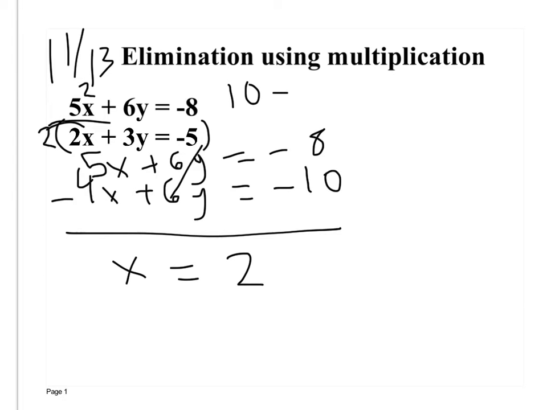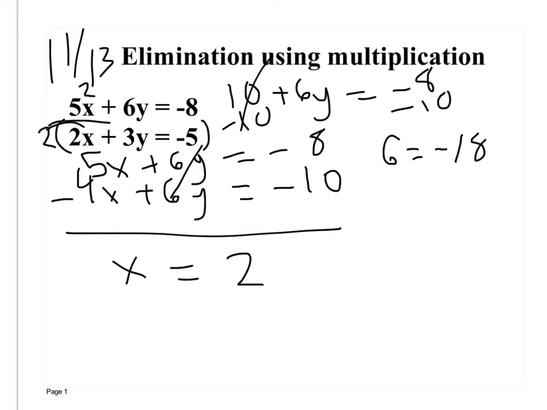So 10 plus 6y is equal to negative 8. Subtract 10 to both sides to figure out what y is. 6y equals negative 18. So I divide by 6. Y must be negative 3. So there's my ordered pair, 2, negative 3.